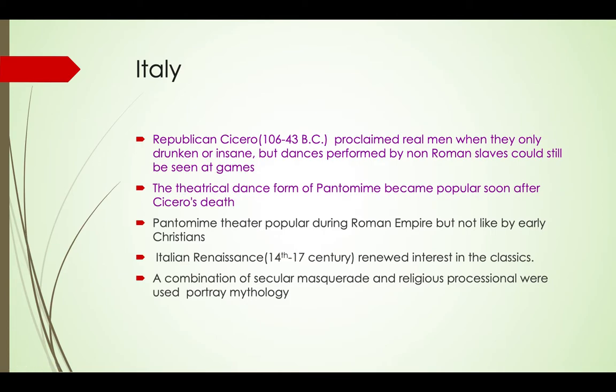Those first 2 bullet points are highlighted because these are things that were mentioned earlier in our course. So Cicero proclaims early on that only men that are drunken or insane dance, but it's okay for slaves to still dance and play at games, right? So where is Rome? It's in Italy. The theatrical dance form of pantomime became popular soon after Cicero's death. Look at when Cicero passed away. It became popular soon after Cicero's death.